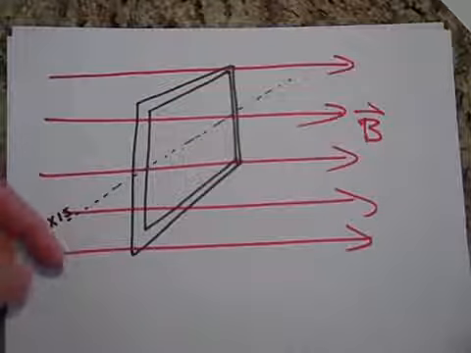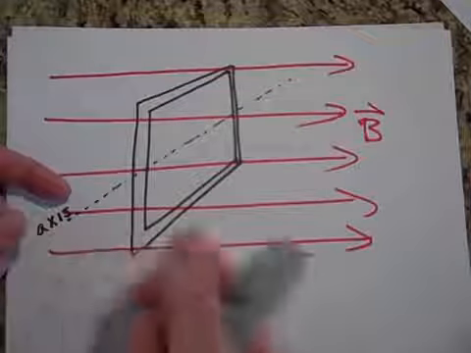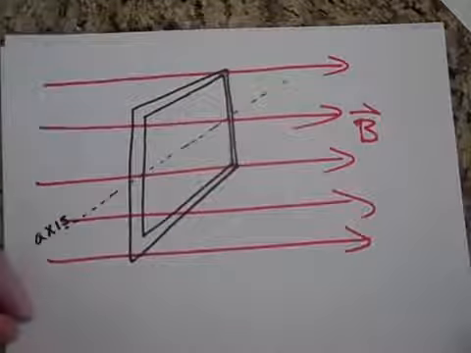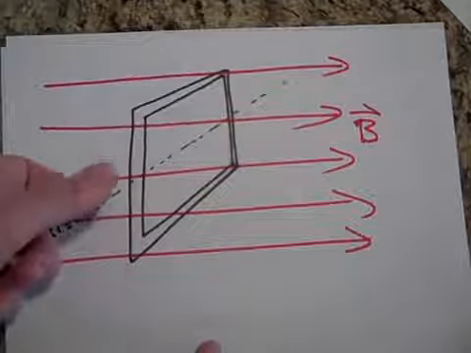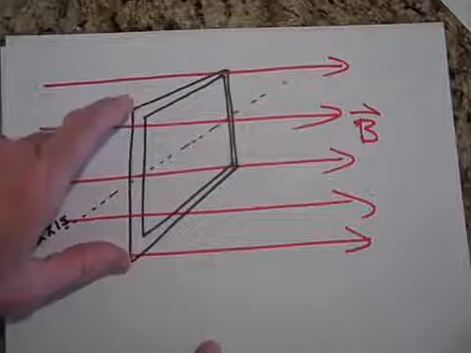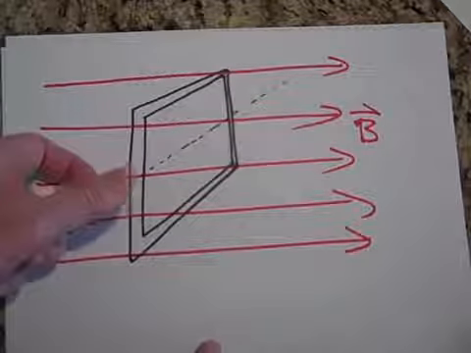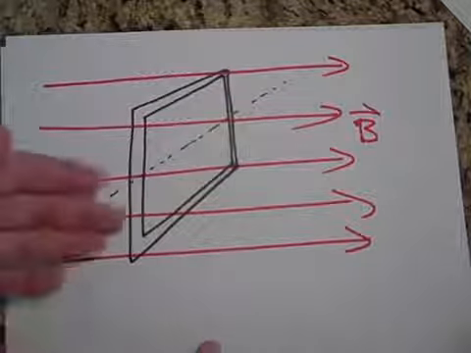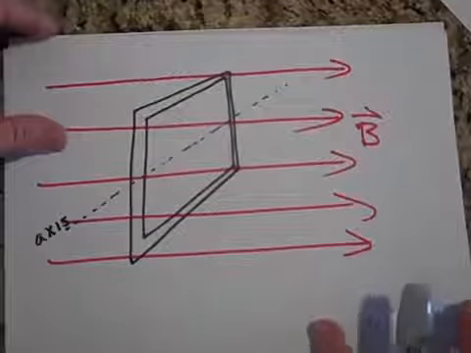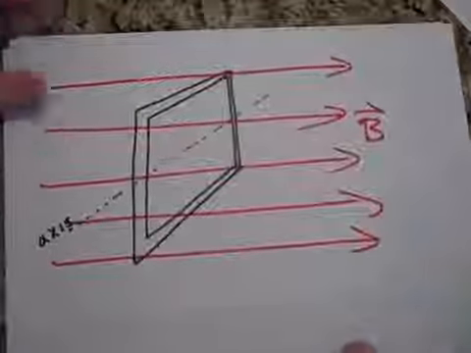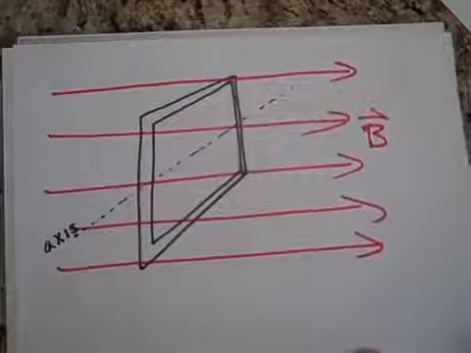In fact, that's what most generators do. They rotate a coil of wire through a magnetic field. When you rotate this loop through this magnetic field, there's lots of flux, then no flux, lots of flux, and no flux, which changes the flux, which gives you your EMF, which can create current.